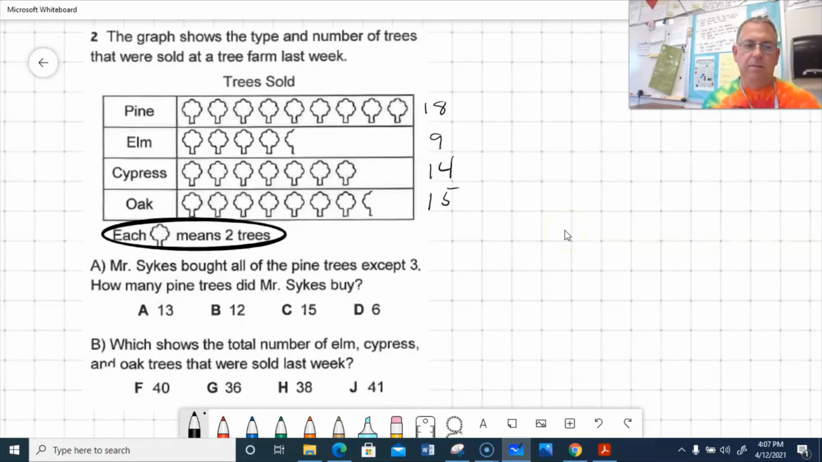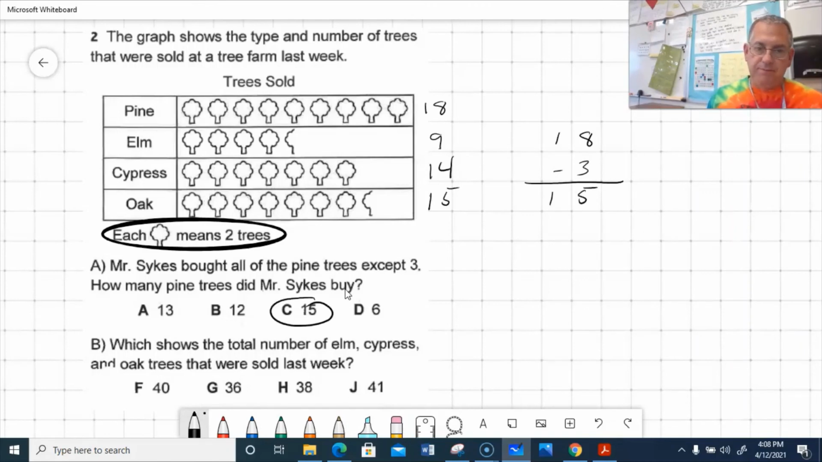So now I'll go down here and look at my questions. A, Mr. Sky bought all the pine trees except 3. How many pine trees did Mr. Sky buy? Okay, so if he bought all of them except for 3, I would just do 18 minus 3. And 18 minus 3 is 15. So answer choice C.